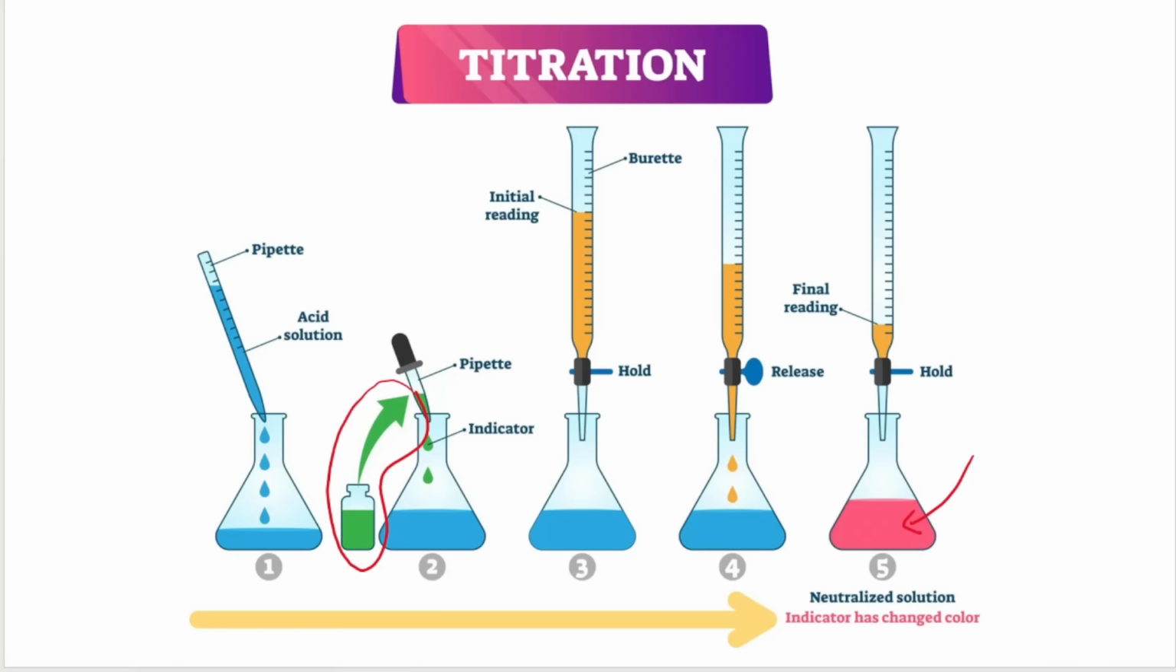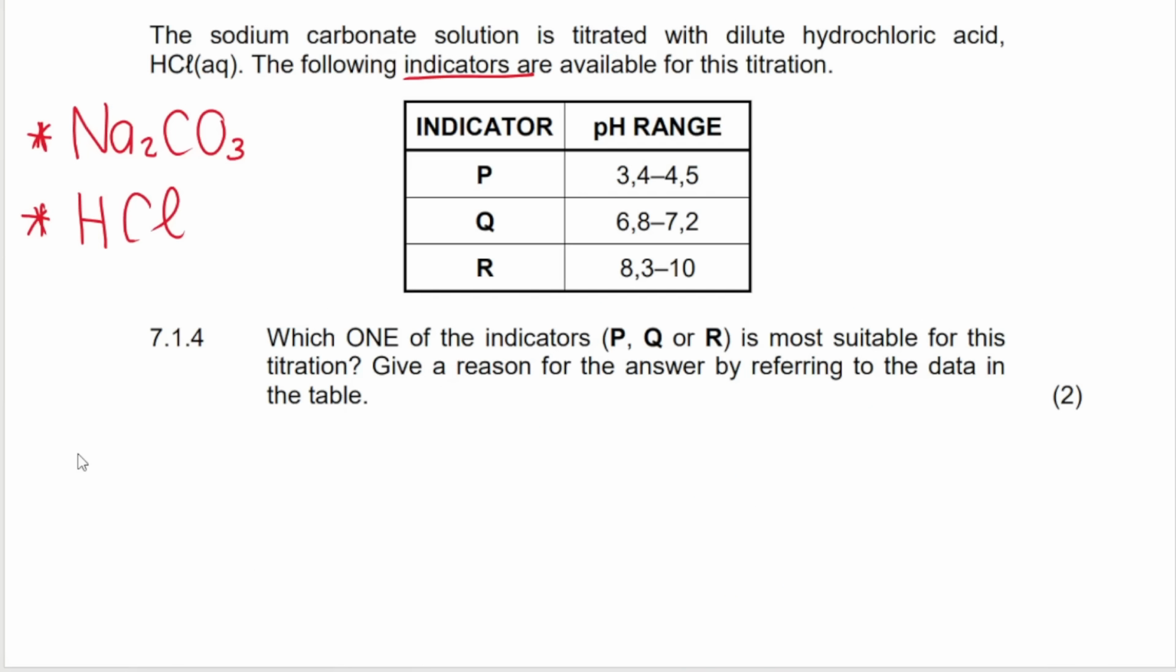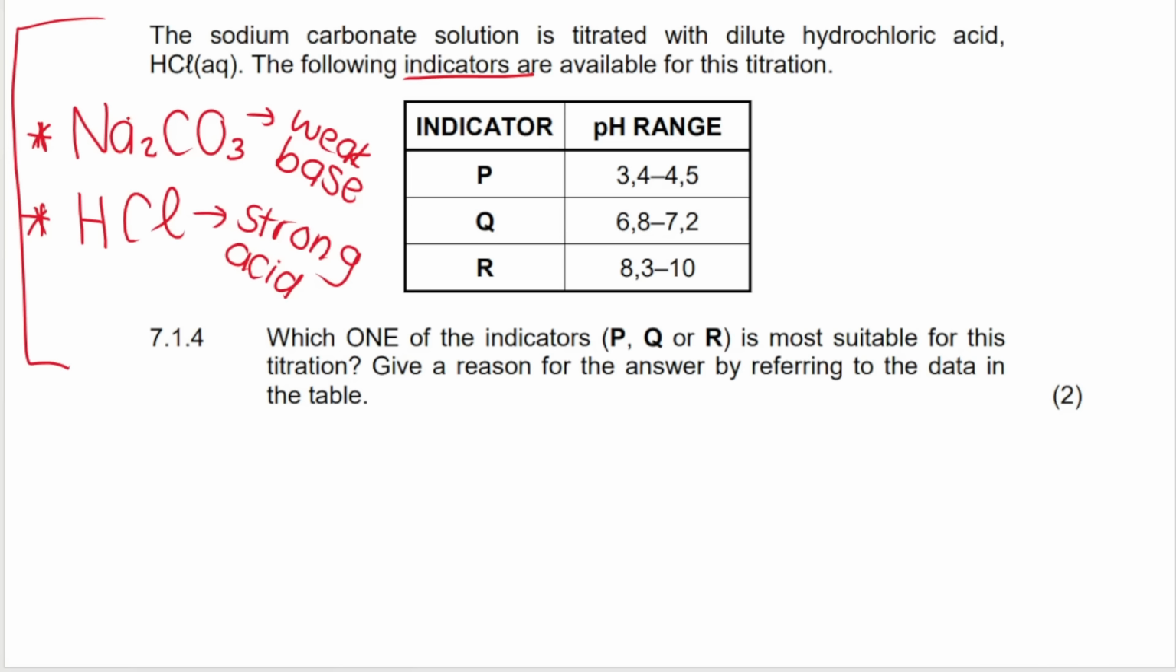And as I told you, we pick our indicators depending on the type of acid and the type of base that react. So in this case, we've got HCl, which you should know is a strong acid, and we've got Na2CO3, which is a weak base. Remember, this is a new situation now. We're adding HCl to Na2CO3, HCl strong acid, Na2CO3 weak base. So who is going to win? Strong will win over weak.